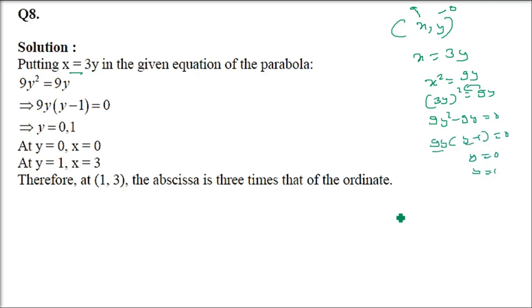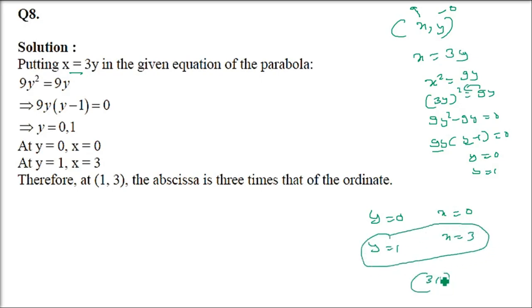So when y is 0, what will be x? y will be 0, x will be 3 into 0, that is 0. When y is equal to 1, x will be equal to 3 into 1, that is 3. So (x, y), that is (3, 1), is the solution. Okay, not (1, 3), it's (3, 1).